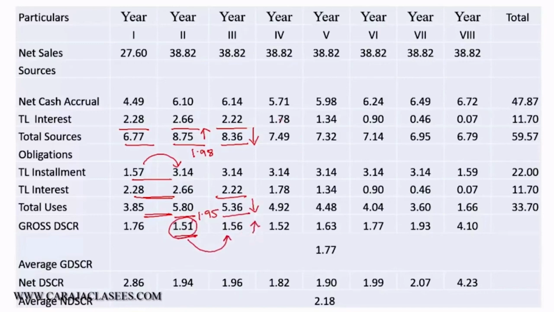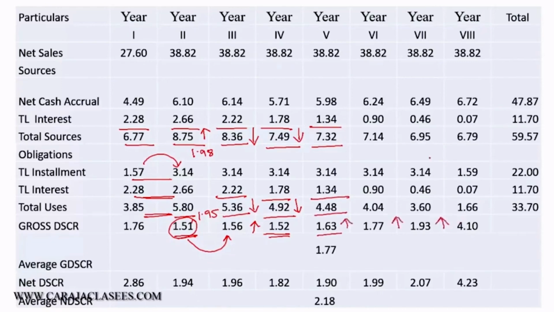Okay, fine. Then in year 4 it is coming down even further, and to the rescue, uses is also coming down. Sources coming down is a bad sign. Uses coming down is a good sign. That's why the ratio is maintained above 1.5 itself. Then in year 5, sources 7.32, uses are 4.48. So now it is on an improving trend and it is improving year after year.